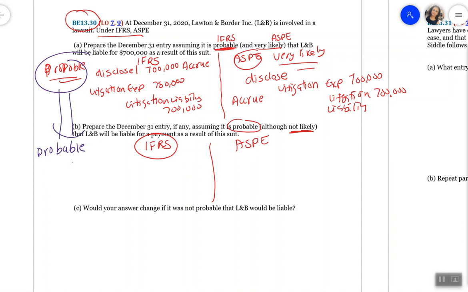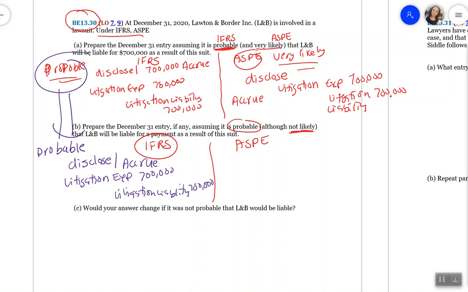Now under the IFRS, if it's probable, we are going to disclose it. And can we estimate our liability? Yes, we can estimate it. If we can estimate it, we are going to record an accrued liability. Our entry will be exactly the same as what we did in part A. We have a litigation expense and litigation liability for 700,000.